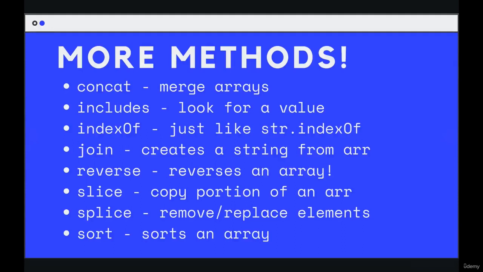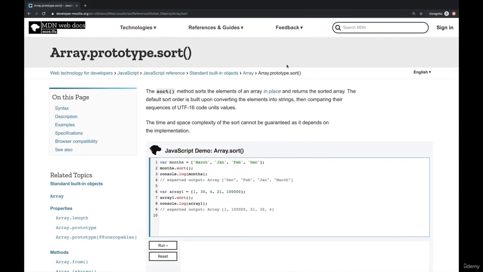Next up, we've got our final array method for this section, array.sort. Now it sounds simple, it sounds like it's going to take the data and sort it. That is what it sets out to do, but the way it sorts it might surprise you. So if you look at the docs, it tells us the sort method sorts the elements of an array in place and returns a sorted array.